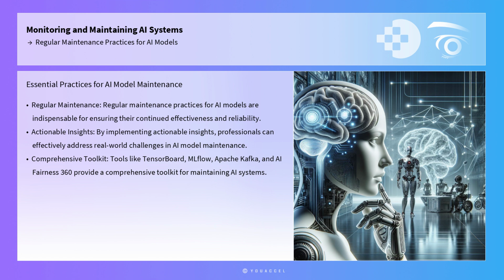In conclusion, regular maintenance practices for AI models are indispensable for ensuring their continued effectiveness and reliability. By implementing actionable insights, utilizing practical tools and frameworks, and fostering a culture of continuous improvement, professionals can effectively address real-world challenges in AI model maintenance. Tools like TensorBoard, MLflow, Apache Kafka, and AI Fairness 360, combined with techniques such as retraining and bias mitigation, provide a comprehensive toolkit for maintaining AI systems. Through these practices, organizations can unlock the full potential of their AI systems, achieving superior performance and delivering sustained value.